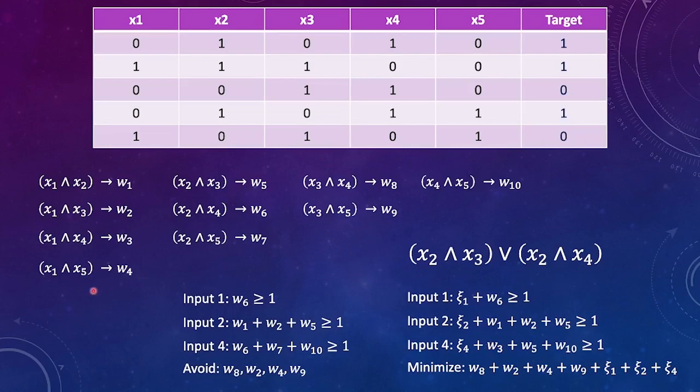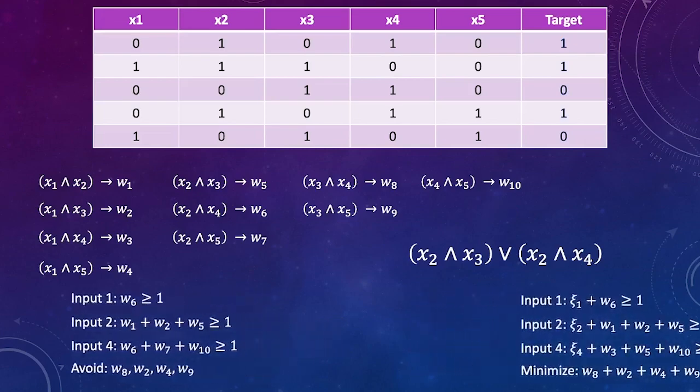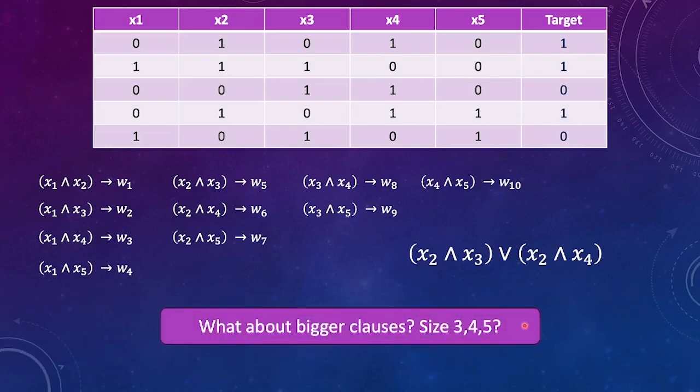So we talked about the size 2 clauses, but what about bigger size clauses, like size 3 or size 4 or size 5 clauses? All of these so far have only 2 variables in the clause. It can have more than 2 features. So let's talk a little bit about that.